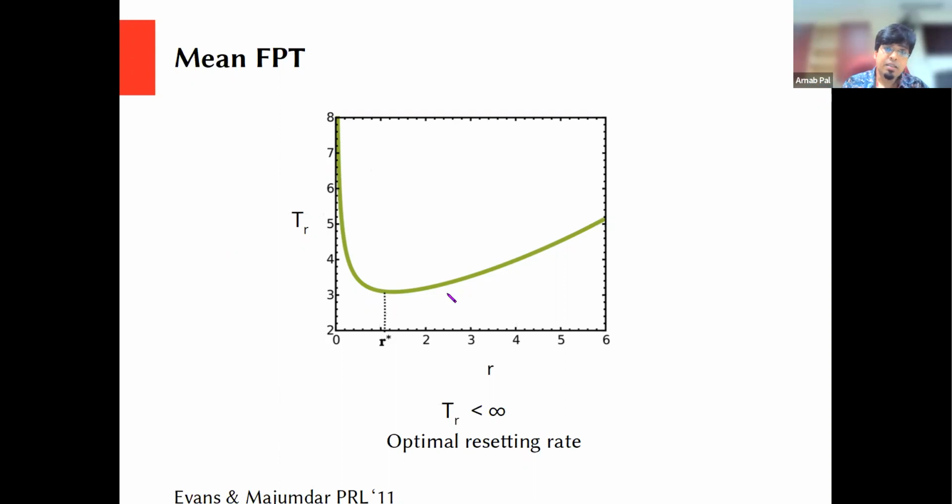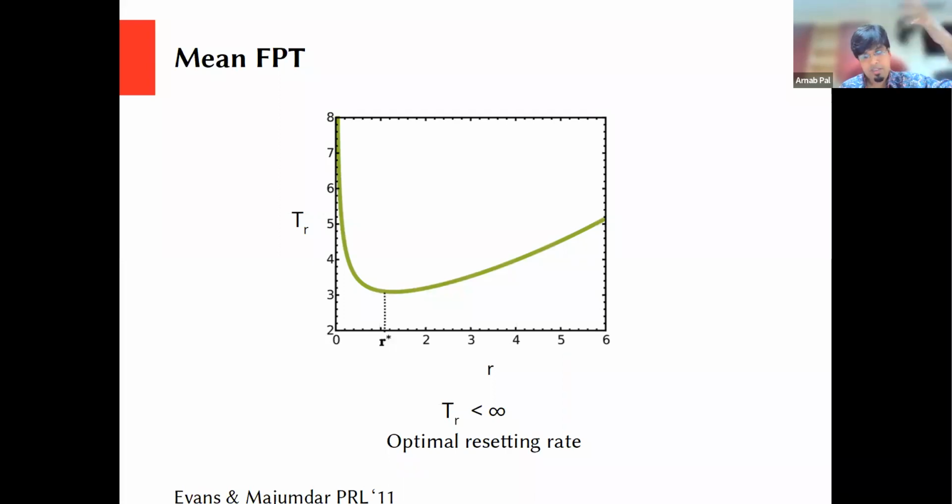But quite remarkably, in between, you see that there is actually a bunch of rates for which the mean time, the mean first passage time, has been dramatically reduced. Okay. This is the catching point here. And on top of that, there is also the existence of an optimal resetting. So you not only reduce the mean time, but you can also come up with an optimal resetting which will work in the most efficient way.